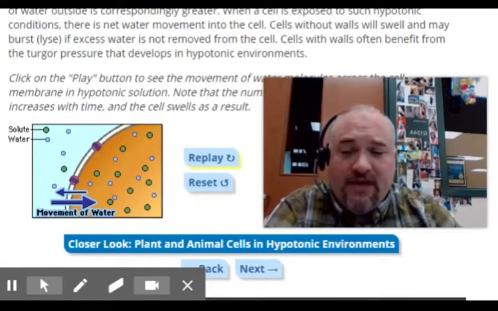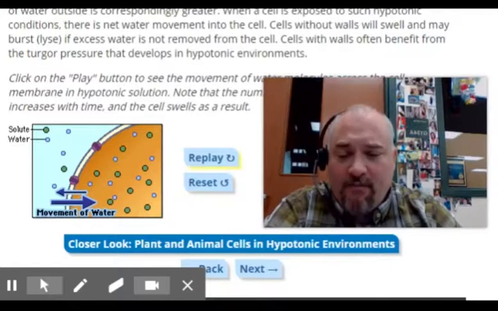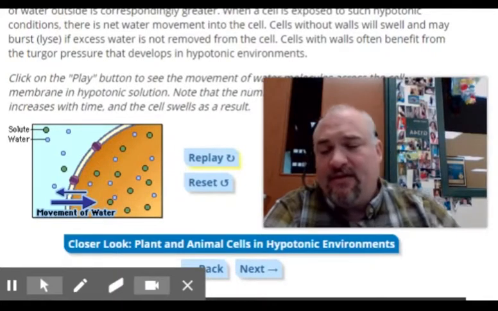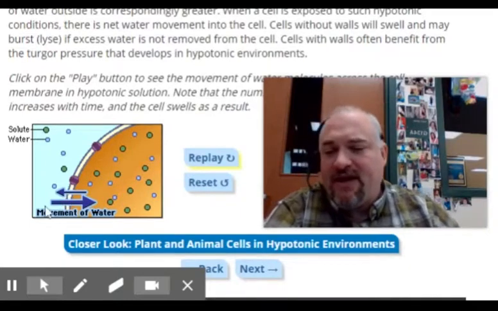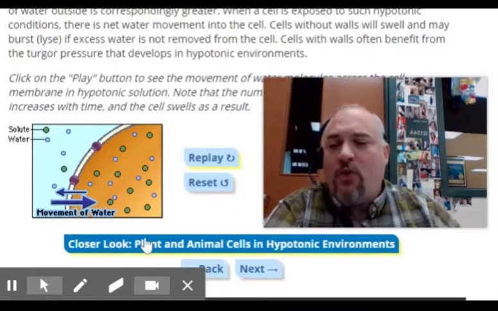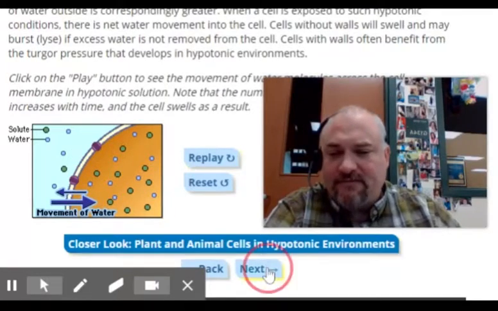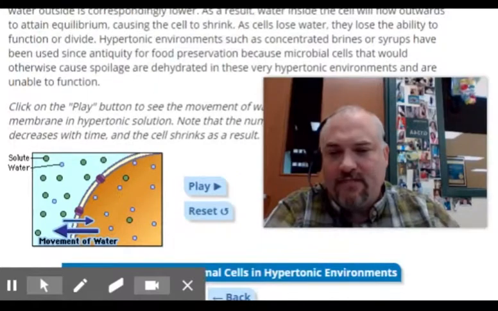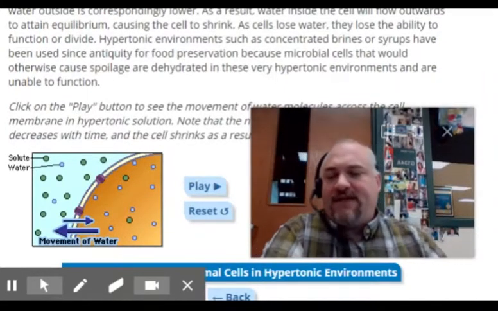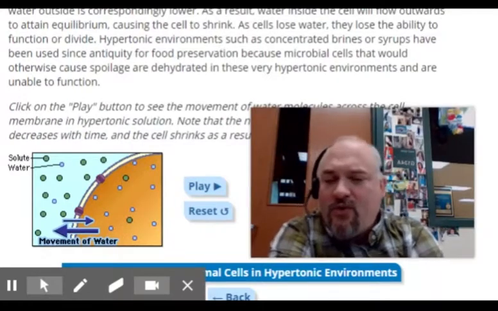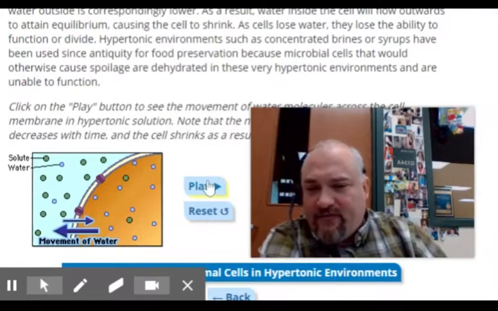If you said water was going to move in, you are correct. In a hypotonic situation, water will move in. And if the solute could have gotten out, it would have, but in this situation it wasn't able to pass through. So water moves in a hypo, low solute concentration situation. Let's take a look at the next one. Take a look at this one and tell me whether you think this is hyper, hypo, or isotonic. All right, let's see if you were right.